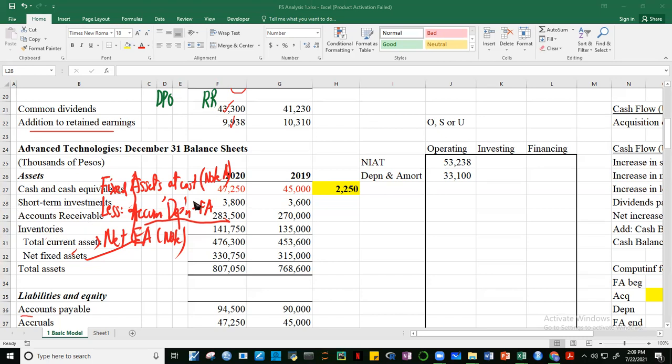Okay, kasi yung short-term investments parang cash na rin yan. So from 3.6 naging 3.8 siya. So nadagdagan, di ba? Okay. So it's a source of cash. So ano ilalagay natin dito? Positive or negative? Positive, correct.